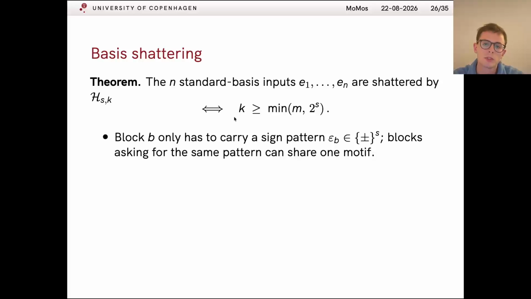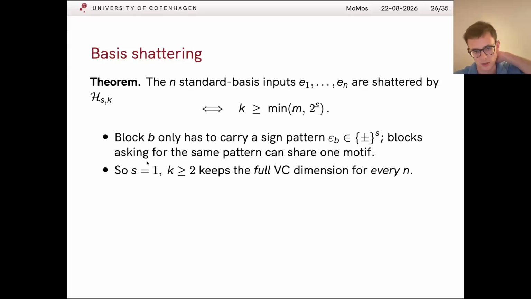So to preserve shattering capabilities, k should be bigger or equal to 2 to the power of s, or to the number of blocks. So the number of blocks is quite trivial, as we showed before, but this is an interesting result, because if we consider s to have a size of 1, then k has to be bigger or equal to 2, and this shrinks the model by a huge amount, very, very big.